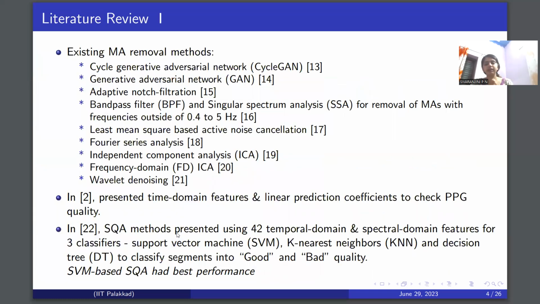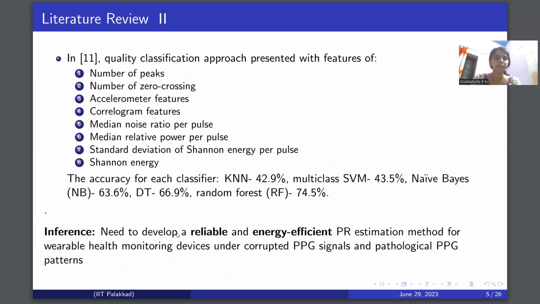In the literature review, we had done a rigorous literature review to find the existing motion artifact removal methods and various methods used in literature for signal quality assessment of PPG signals. And we found various machine learning and deep learning based signal quality assessment methods using different features extracted from PPG signals. From this literature survey, our inference was a need to develop a reliable and energy-efficient pulse rate estimation method for wearable health monitoring devices under corrupted PPG signals and pathological PPG patterns.